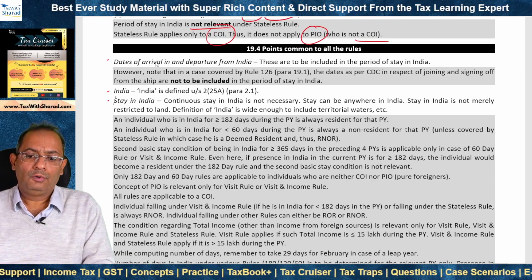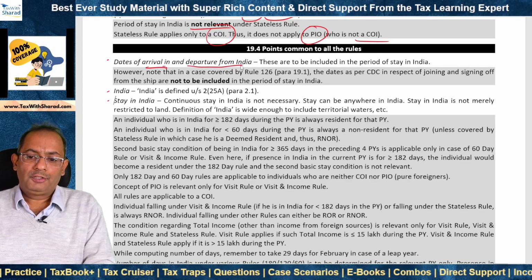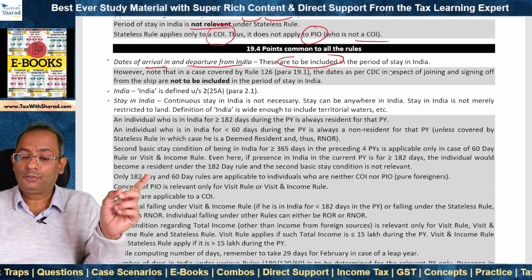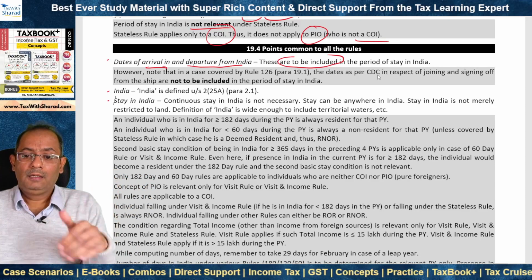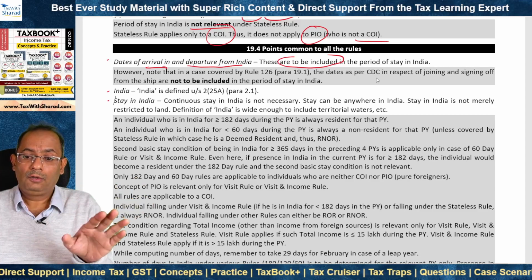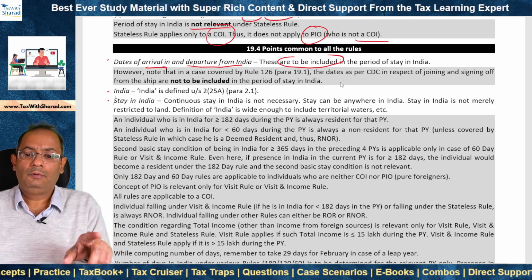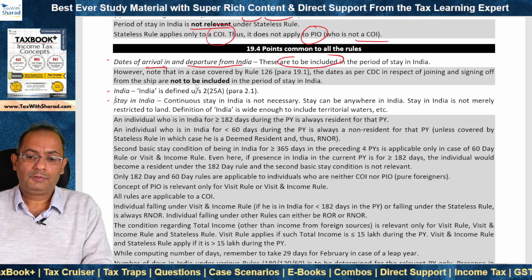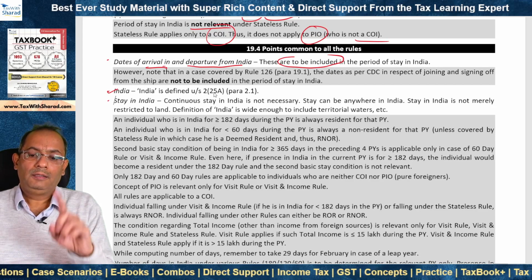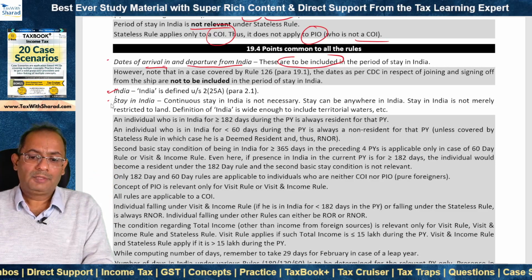Certain points which are common to all the rules. The dates of arrival in India and departure from India are to be included in the period of stay in India. However, we have also noted the provisions of Rule 126, which give a kind of relaxation as per which the date of joining and signing off are not to be included. If Rule 126 is not applicable, then date of arrival in India and departure from India are to be included in computing the period of stay in India. And what is India? India is defined under section 2, and this is something that we have noted in the first video on the topic of basic concepts.